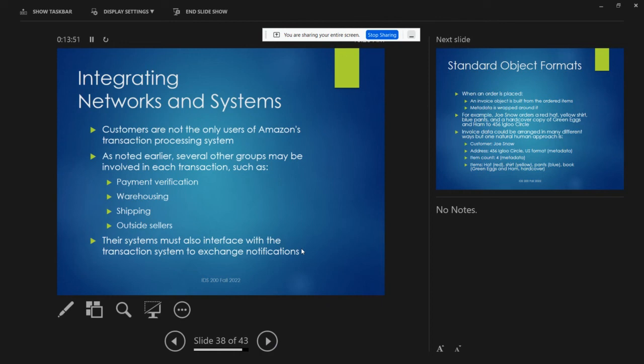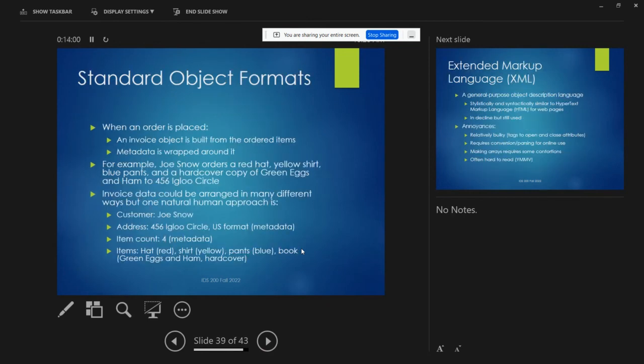And basically, remember we've been talking about interfaces, sending data back and forth in a standard format. One way to do that is with objects, okay? So an object is basically, if you want to think about it this way, a list of data in a standard format. So, for example, when somebody places an order with Amazon, an invoice object will be built from the ordered items, and then possibly Amazon will wrap some metadata around it, right? Remember, metadata, data about the data, data that describes the data.